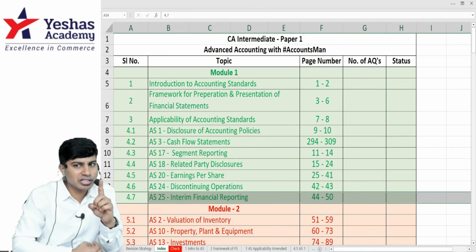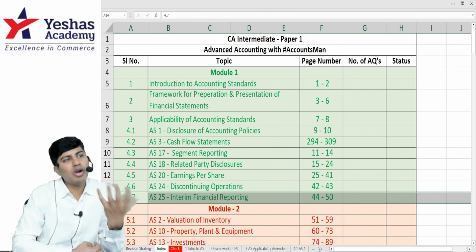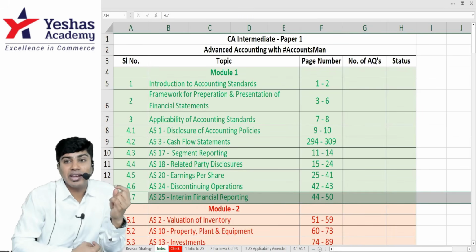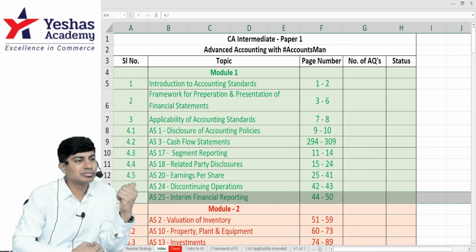For one business entity, you do it once a year. Now, after 3 months, you want to know the progress. Can you prepare a balance sheet and P&L for 3 months? Yes, you can. That is an interim report.